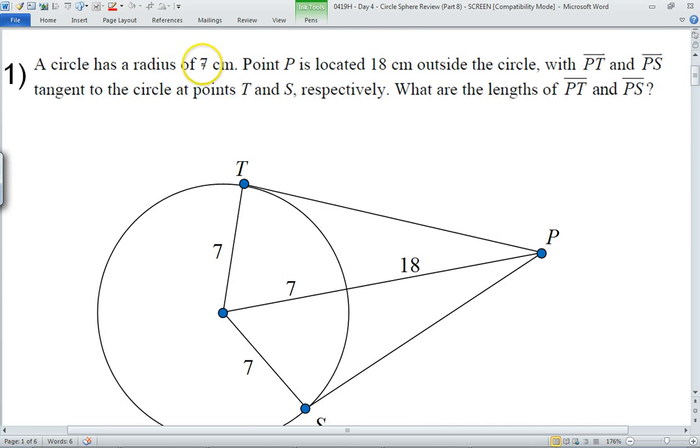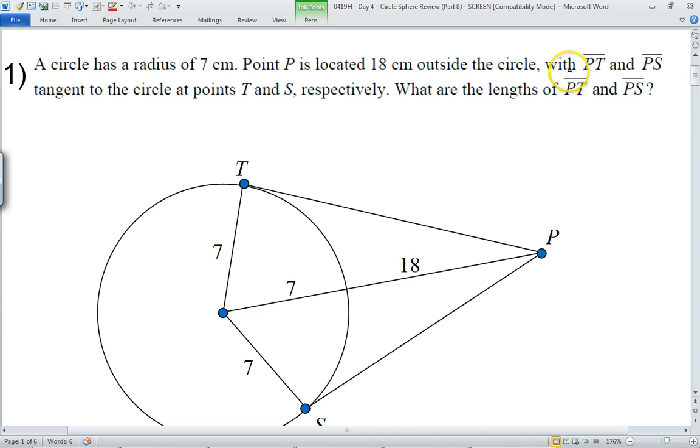Circle has a radius of 7. Notice all my radii are labeled 7. Point P is located 18 centimeters outside the circle. So there's point P. 18 outside the circle means the distance from the edge of the circle to point P. Went ahead and drew a radius there as well.